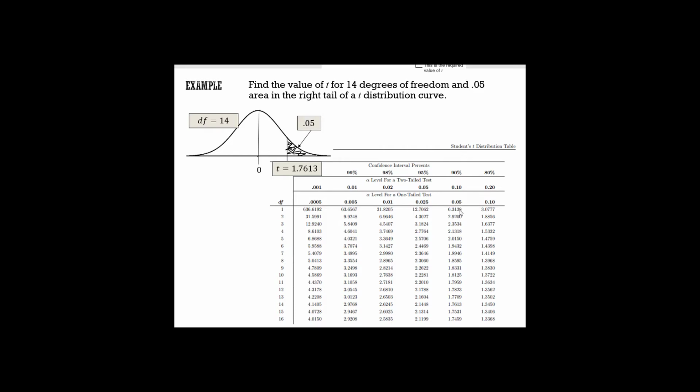So let's pretend that this is my 0.05 area. I go down to degrees of freedom 14, and I find my t-score, 1.7613. Now my z-table didn't have that many decimal places. That's another difference in the t-table and the z-table.